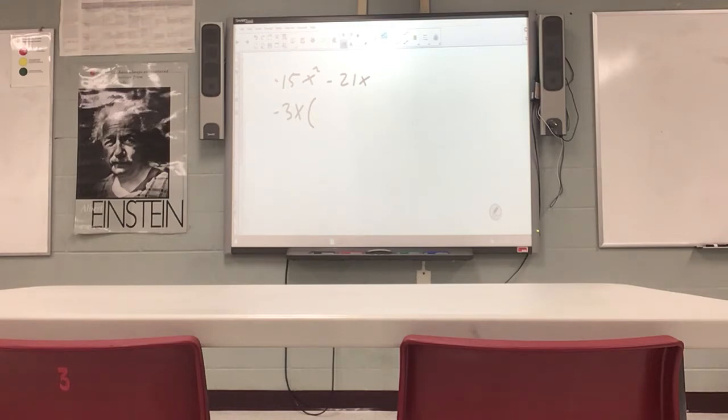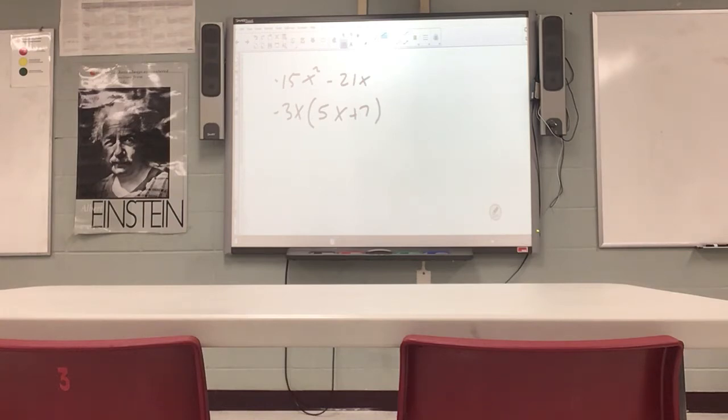But let's go ahead and review it. Negative 15 divided by negative 3 is 5. And x squared divided by x is x. Negative 21 divided by negative 3 is a positive 7, and we already took that x out. So that would be C.